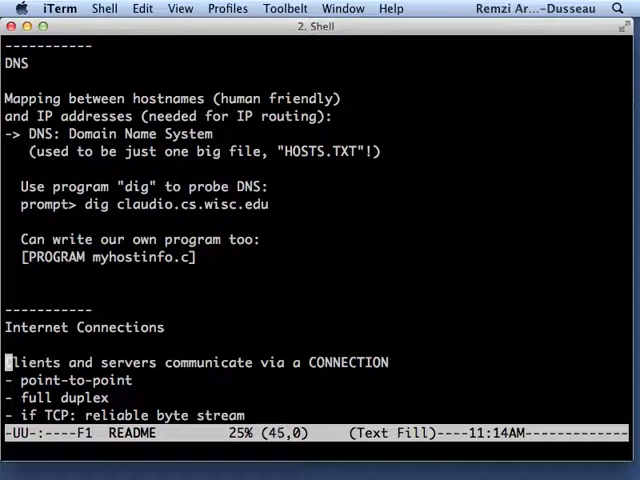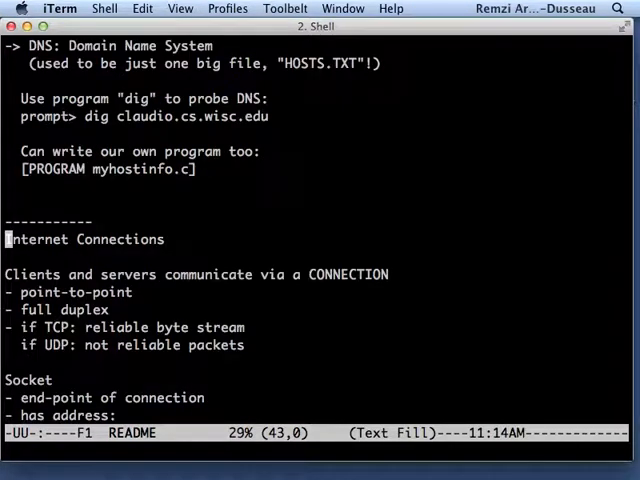Okay, so we have host names, we have IP addresses, we have some way of mapping the two, but now we want to set up a communication channel between a client and a server, for example, or just two communicating processes. They don't have to be structured as a client and a server, though that's a common way to interact.